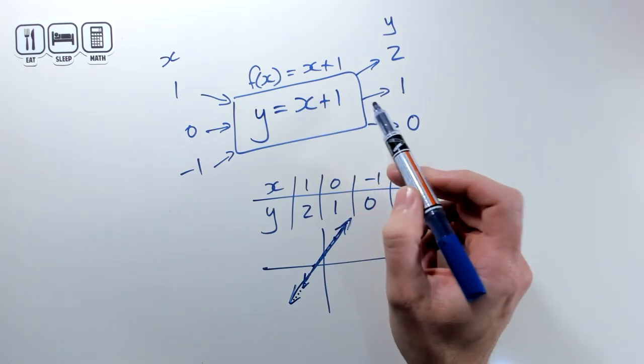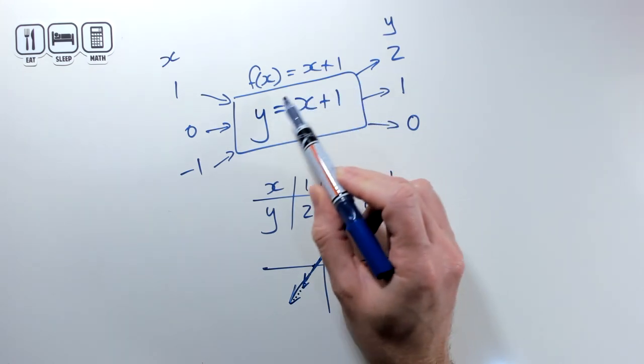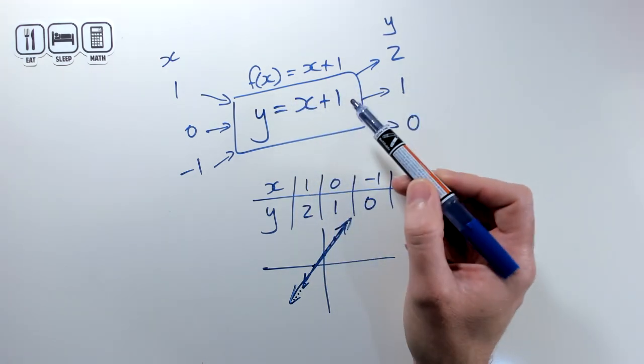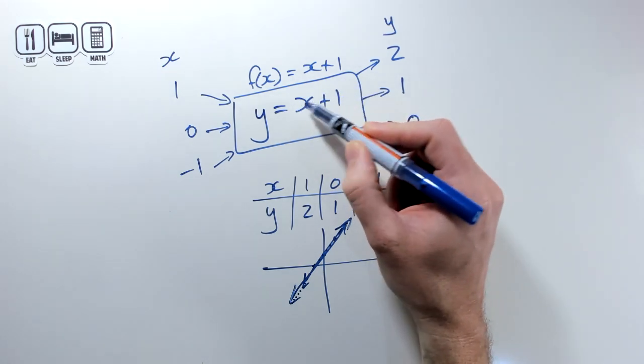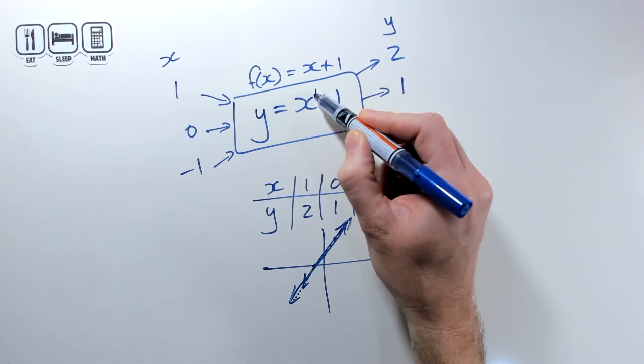Something to know about this is that it's called a linear function. The degree of this function is 1. What does that mean? It means that of these x variables, the highest index is 1.